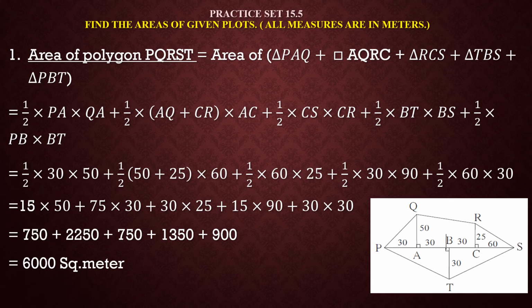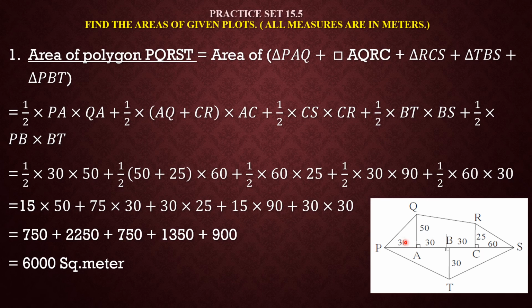So here practice set 15.5. The question is find the areas of given plots. All measures are in meters. So here is the plot. These measures are given in meters and we have to find the area of this plot. Now this polygon is of irregular shape. So we have to divide this polygon into triangles and quadrilaterals.